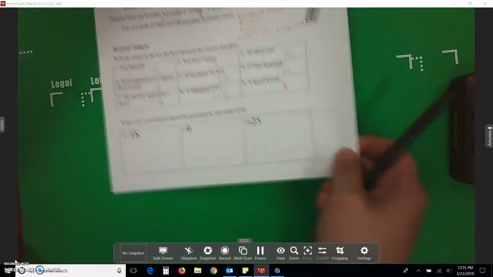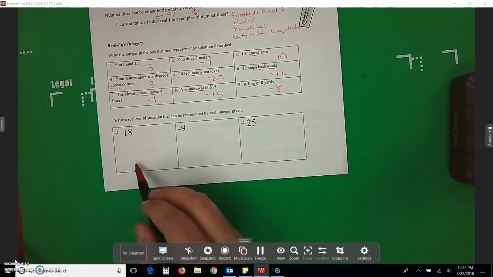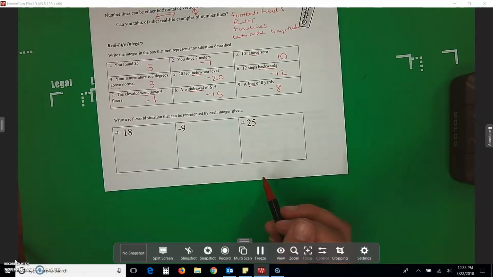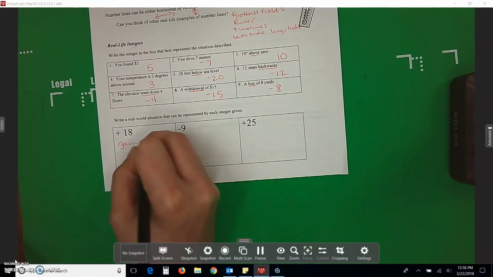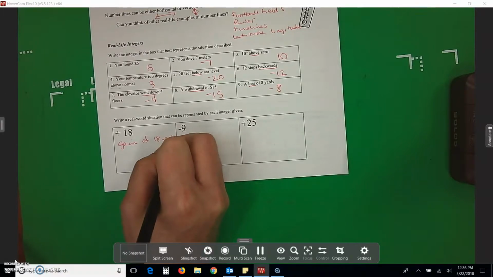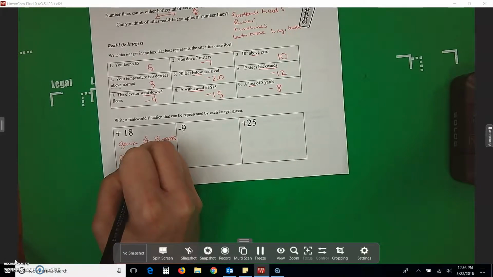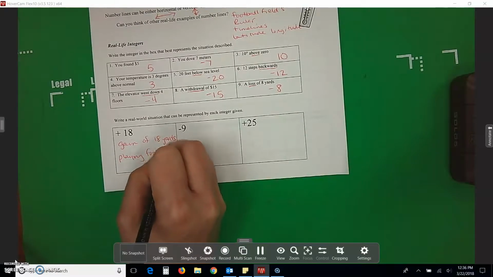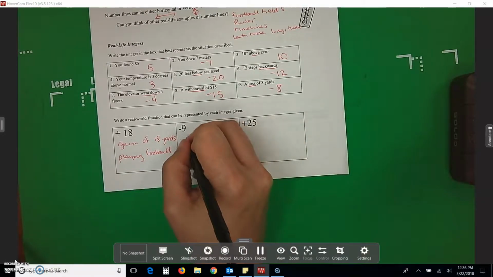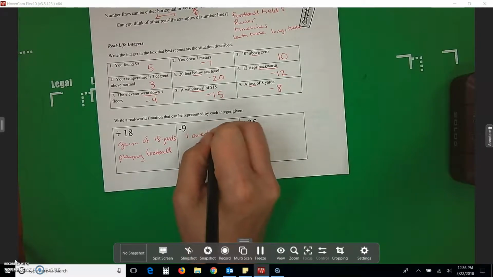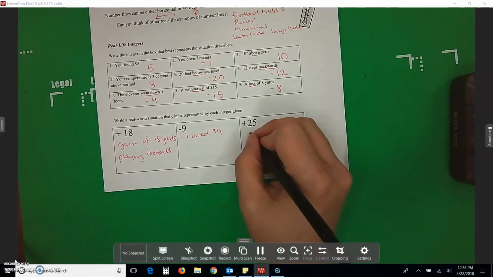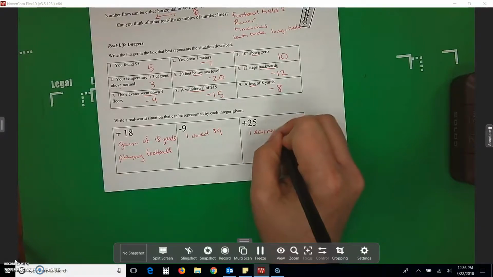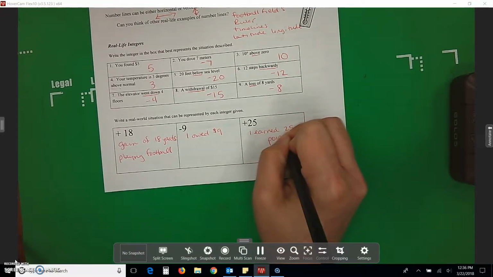So write a real-world situation that can be represented by each integer given. These should be your own examples. I will give you some of mine. You have to write your own that should not be mine. Okay, so this could be like a gain of 18 yards in a football game. I owed $9. It means I have to give it to someone else. A plus 25. I earned 25 points. Okay, so there's my first page.